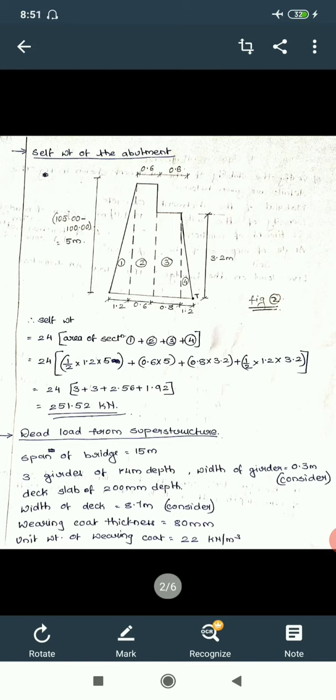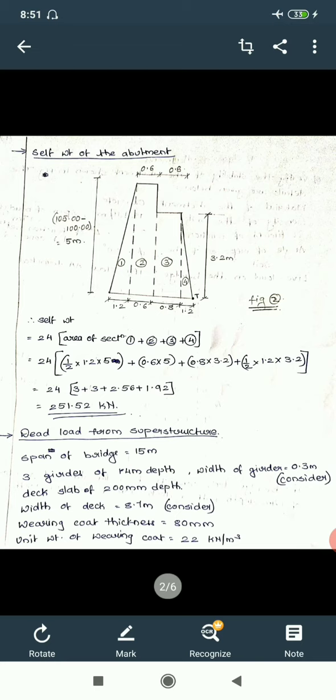So coming back to self weight, it will be equal to 24 into area of first triangle plus area of the rectangle, that is section 2, plus area of rectangle, that is section 3, plus area of triangle, that is section 4. This gives me a total value of 251.52 kilonewton.